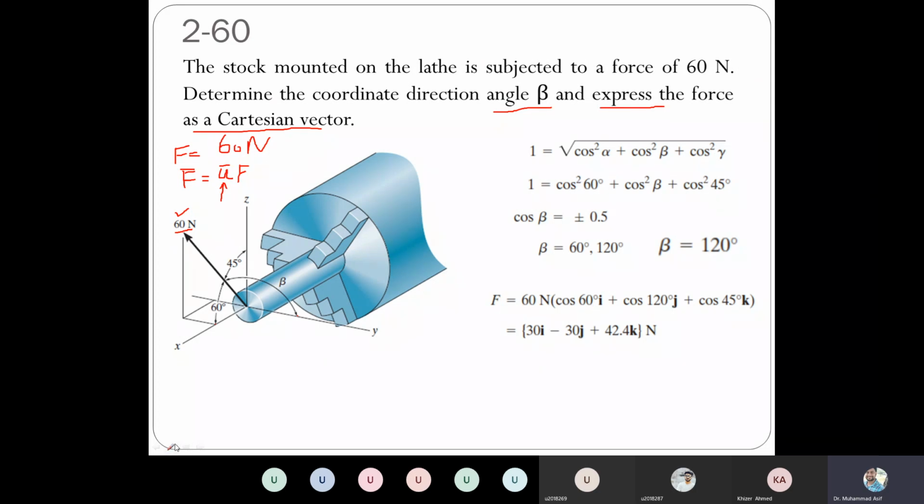If you multiply that unit vector u with the force, and that u is equal to, when you know the angle, cos alpha i plus cos beta j plus cos gamma k. So if you multiply and simplify, this is in the vector form. The force, 60 Newton, was in scalar form. Multiplying with the unit vector, now this is the vector form of that force.